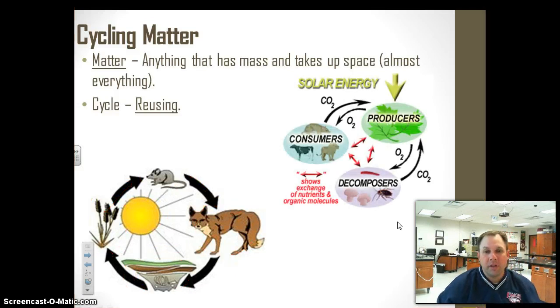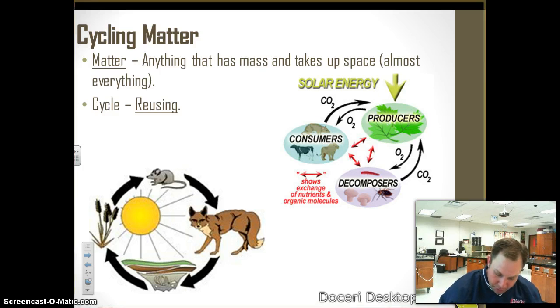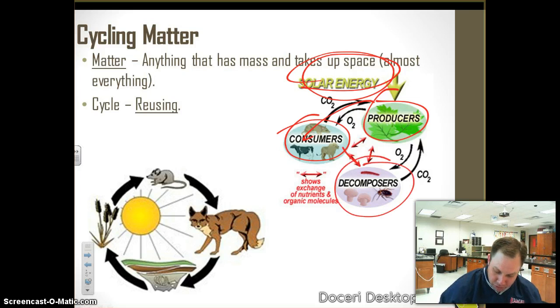All right, so here's just another example. It's another diagram of the cycling of matter. We have our producers. Remember that our producers are getting their energy from the sun. Producers are eaten by consumers. Consumers are broken down by decomposers. And decomposers take that material and return it to the soil so that the producers can use it all over again.